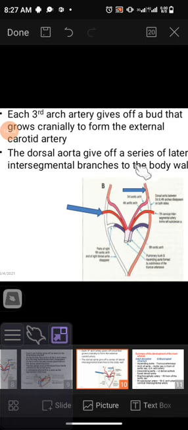External carotid artery. Both of them are going to be that. We have two external carotid arteries. So it is the third aortic arch that is going to give rise to this. This is the third aortic arch. The dorsal aorta will still give off segmental branches from its body.